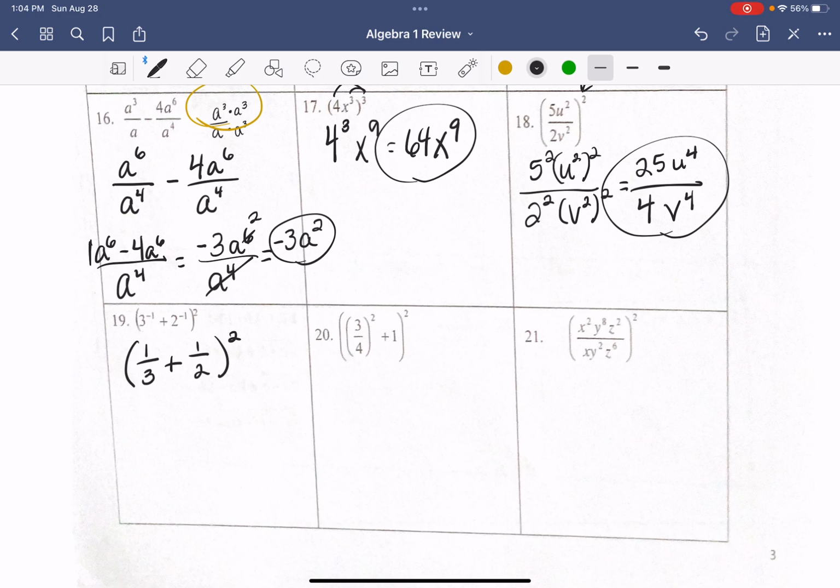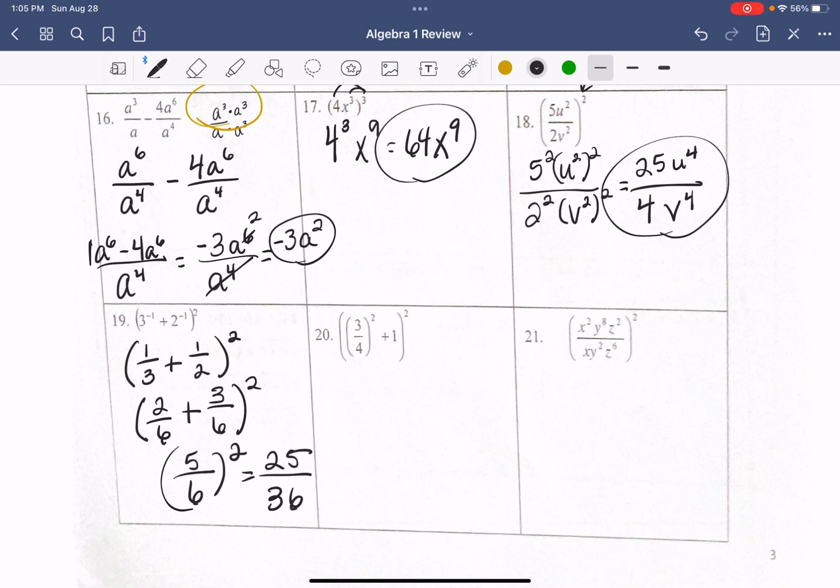We need to get a common denominator. We're going to do that by making the denominators 6 for both of these. So this is going to turn into 2/6, and then we have 3/6 as the 1/2. Then that's all squared. Add them together, you get 5/6 squared. And then remember that just like we had in number 18 up there, the square is going to impact the numerator and the denominator. So you get 25/36.